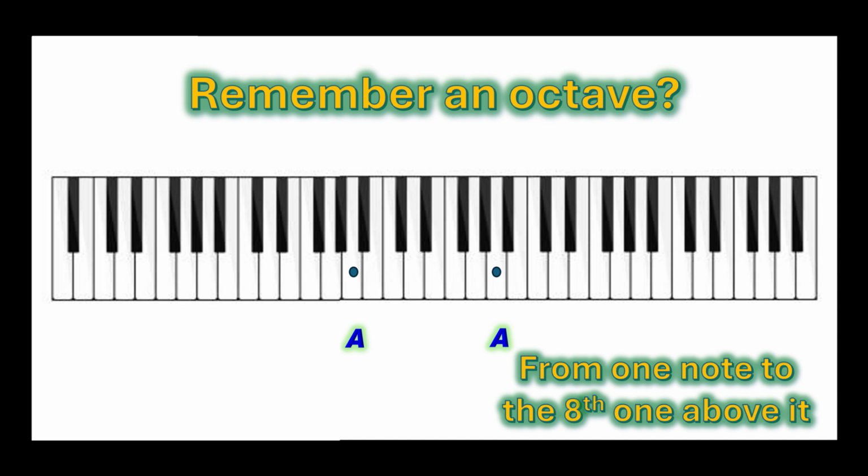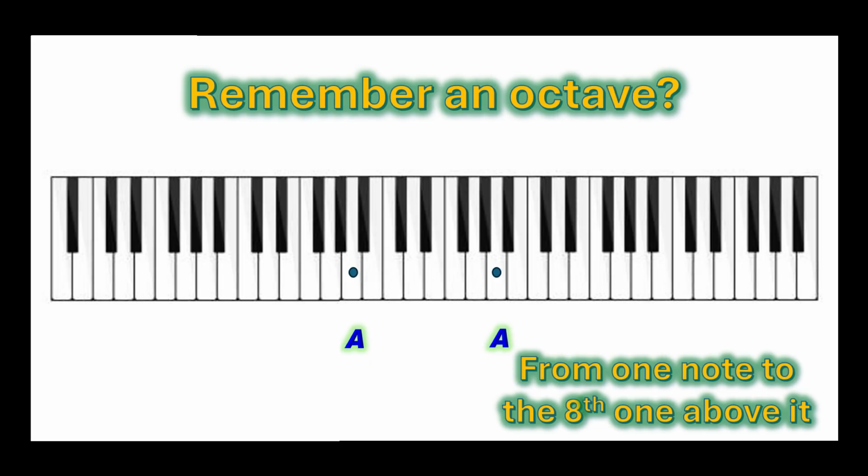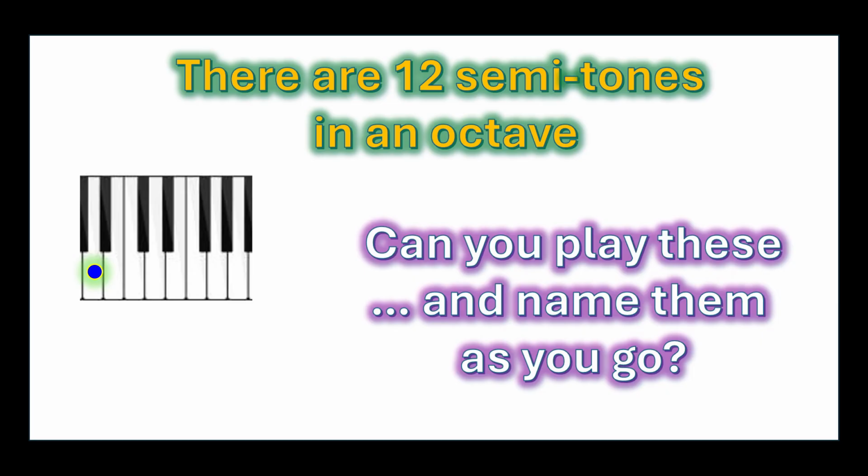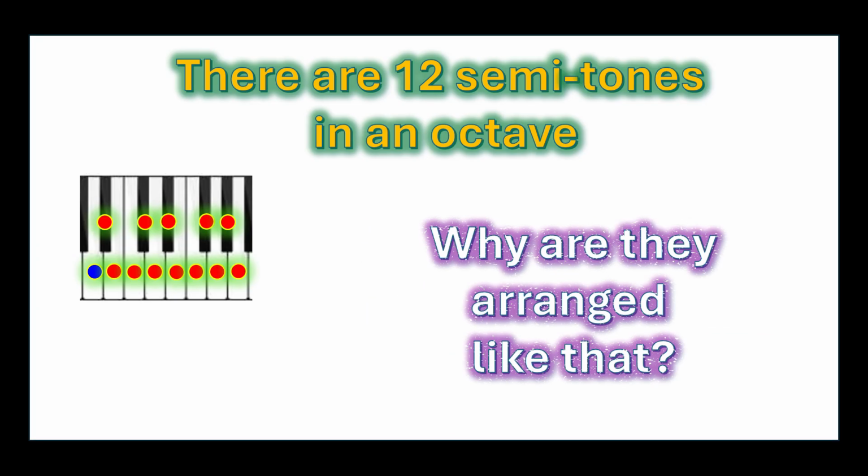But there aren't just those notes there, are there? There aren't just the white notes, there are the black notes in between. So in fact there are 12 semitones in an octave. Just have a look at those on A. Can you name them as you play them? A, A sharp, B, C, C sharp, D, D sharp or E flat, E, F, F sharp, G, G sharp, A. 12 semitones in an octave.